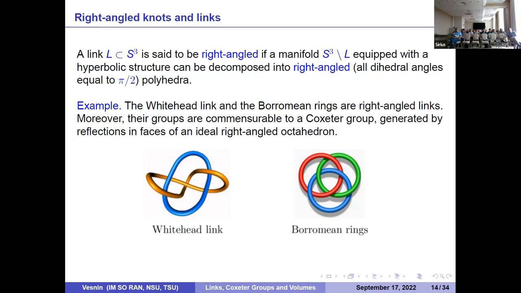We already saw these examples in the slides. One example is the figure-eight knot, and another example is the Borromean rings, a link with three components. We have known for many years that you can obtain these link complements from one, in the case of the figure-eight knot, or two, in the case of the Borromean rings, copies of the right-angled octahedron. So you have an octahedron combinatorially with all dihedral angles pi over two. You cannot realize it in Euclidean space with such angles, but in hyperbolic space you can. It's a nice property, because if you have a decomposition into such pieces, it's very nice.